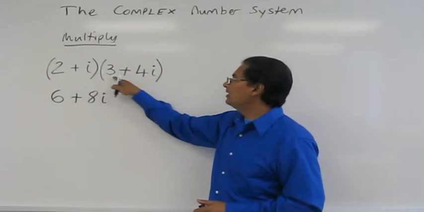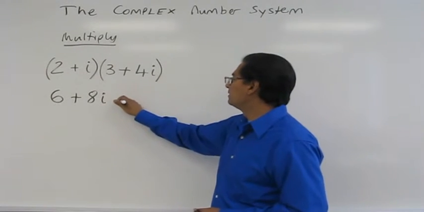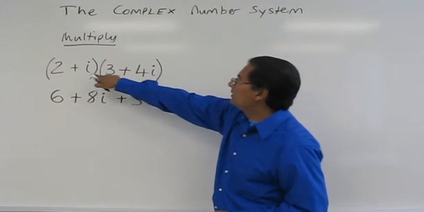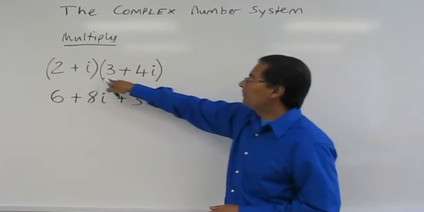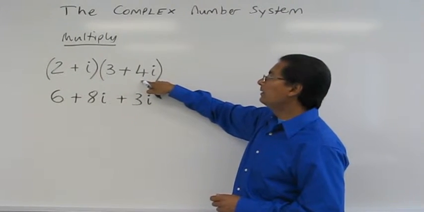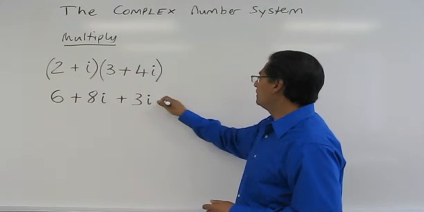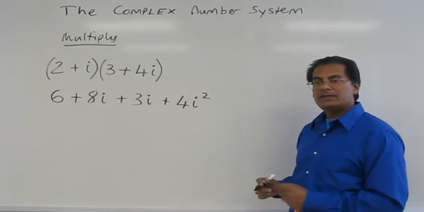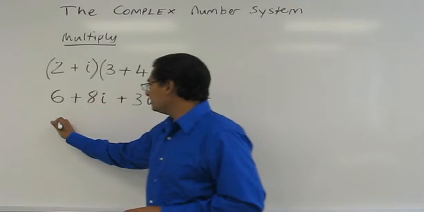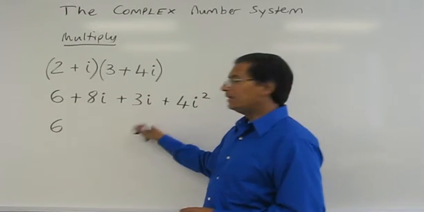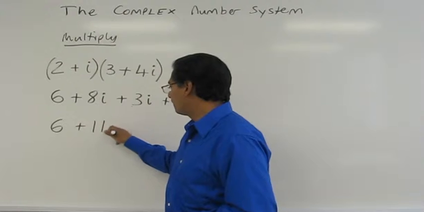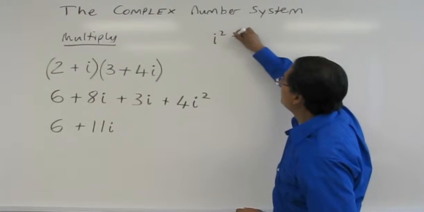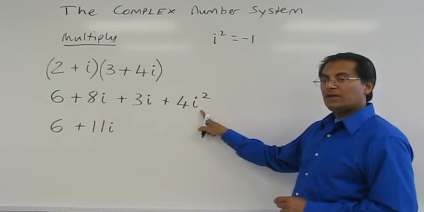Then the inner product is 3 times i, plus 3i. And then the last product would be i times 4i. They're both positive, so i times 4i is 4i squared. Now we can simplify this expression. We'll have 6. 8i plus 3i is 11i. And interestingly enough, i squared is negative 1.